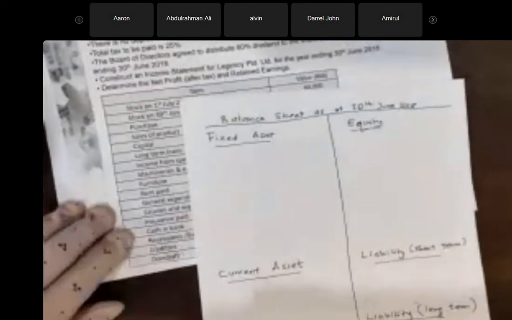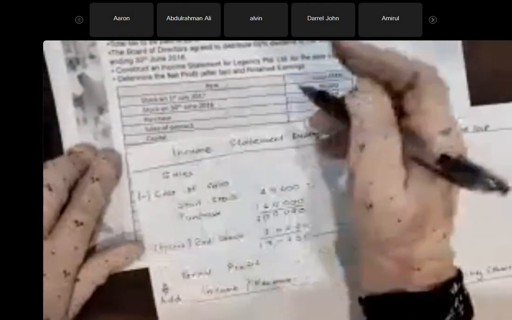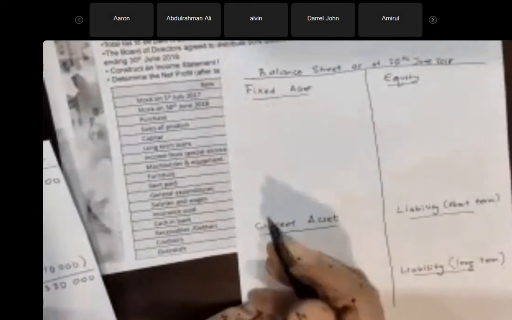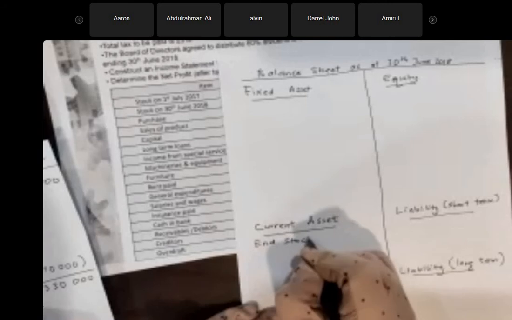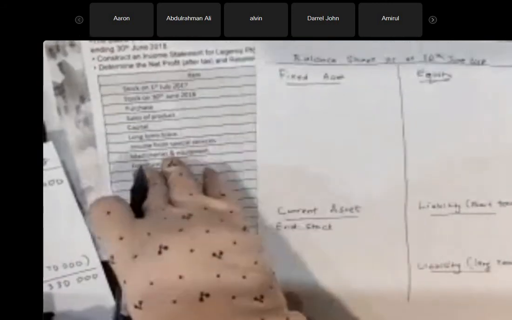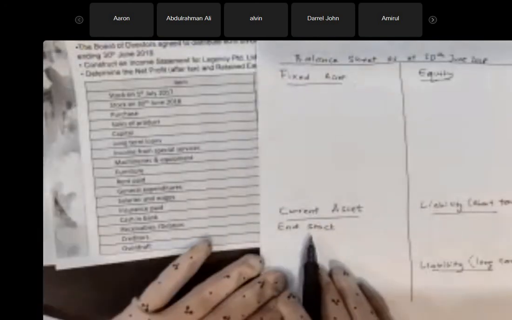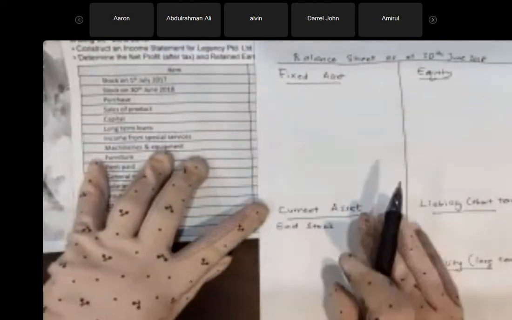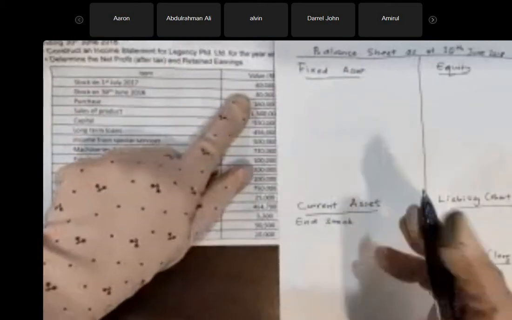Okay, now kita pergi one by one. Kita tengok. Okay, stock. Okay, normally I like to put end stock earlier, sebab selalu saya terlupa yang ni. Saya letak dulu siap-siap. Okay, because end stock will appear twice. First in the income statement here, but it is minus. Second one is in the current asset. But I always forgot about this one. Okay, now I put it earlier. Okay, for the end stock, it is 30,000.